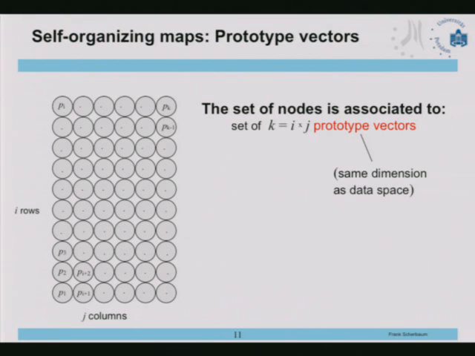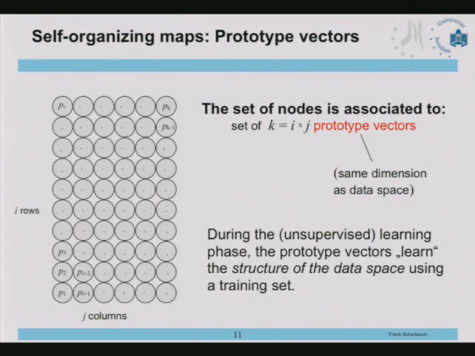So now what we want to do with these prototype vectors, we want to rearrange them such that they mimic the distribution of our data vectors. And this is done during the learning phase of the self-organizing map. So the prototype vectors actually learn by training how the data vectors are arranged. And they do this in a way without any interaction. We do not have to train them in a supervised way, but they learn this in an unsupervised way.